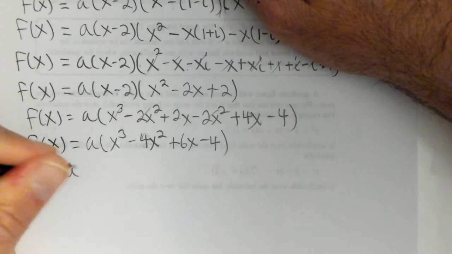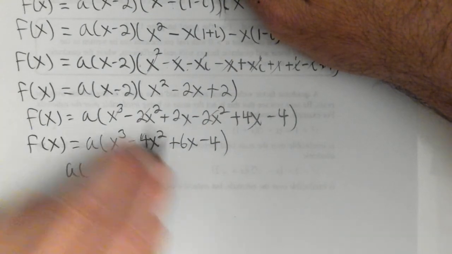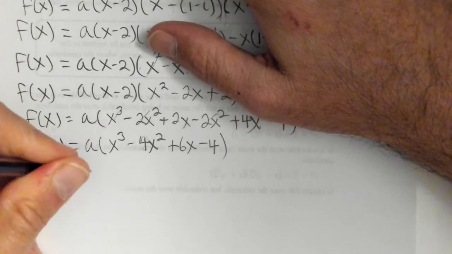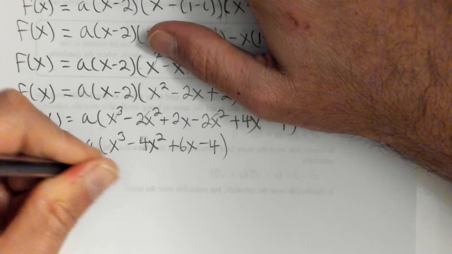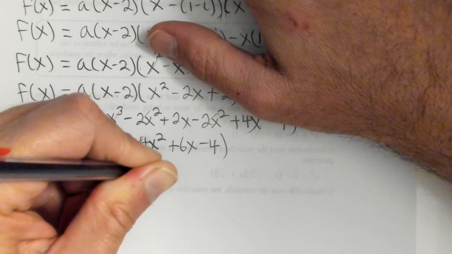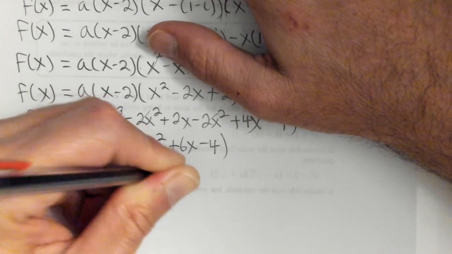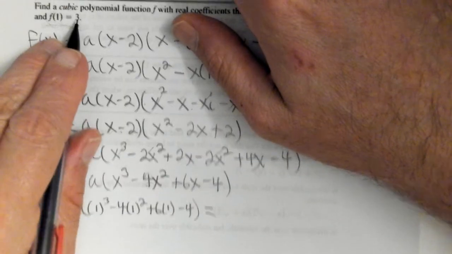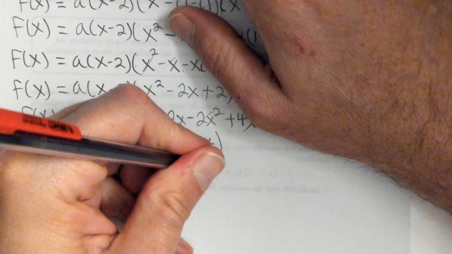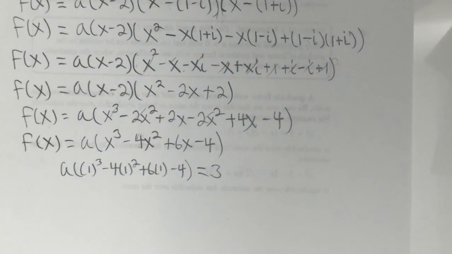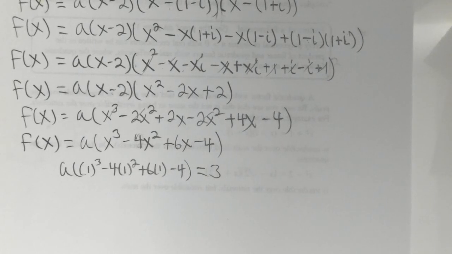We're going to say a times, and in place of x, I'm going to shove in a 1. I'm going to shove in a 1 in place of all the x's here. So that'd be 1 to the third minus 4 times (1) squared, plus 6 times (1), minus 4, right? And I need that to be equal to 3. When I shove in a 1 to the function, I better get a 3 out of the function for it to be correct. And so now all I need to do is solve this equation for a, and I will have the right value of a.